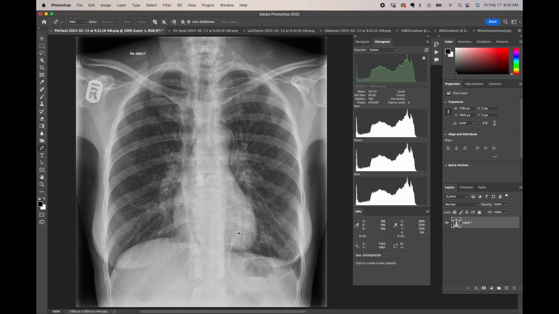So I'm going to put my cursor over the heart shadow here. You see those values come out to 181, 181, and 181. If I come down here to this area of air to the lower right, or patient's left, we have 8, 8, and 9. If I come up here to this brighter area where the rib is, we have 205, 205, 205.